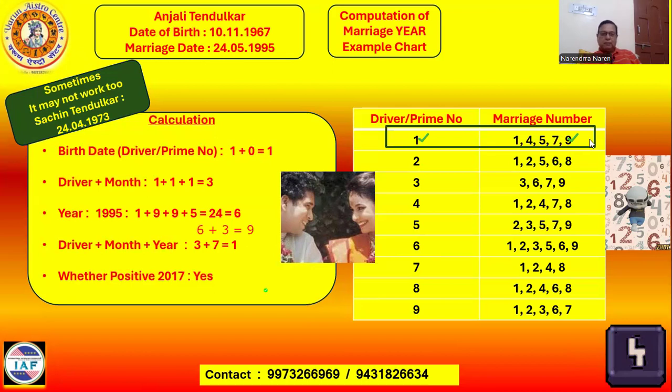But here, does it happen for Sachin Tendulkar? For Sachin Tendulkar we are getting here 6 from the birth date, and we are getting 1 when we add the birth date and month, and the year is 95. So when we add together, it is giving 1, 6 plus 4. And in 6, 1 is also appearing.